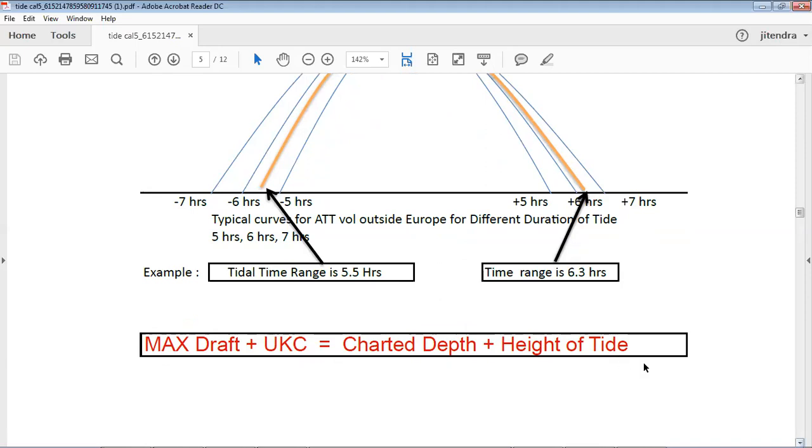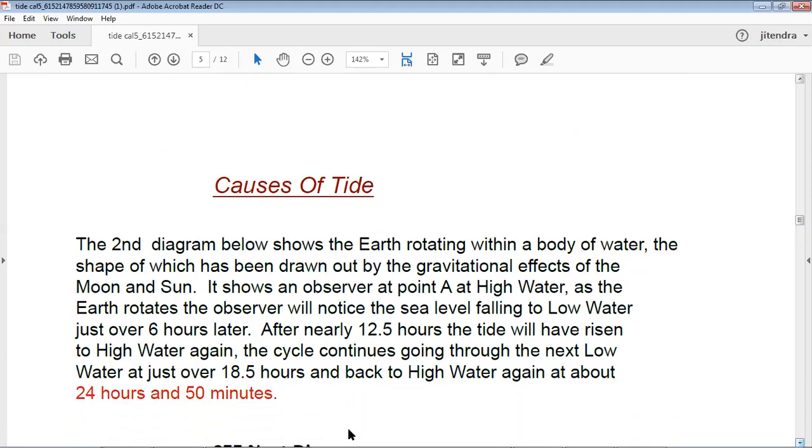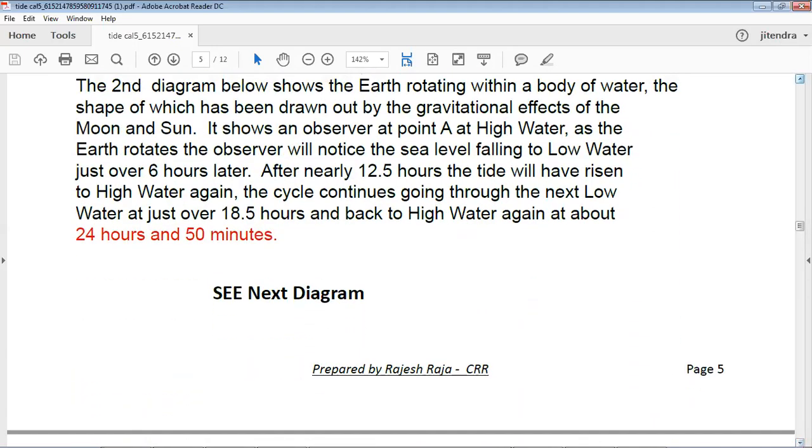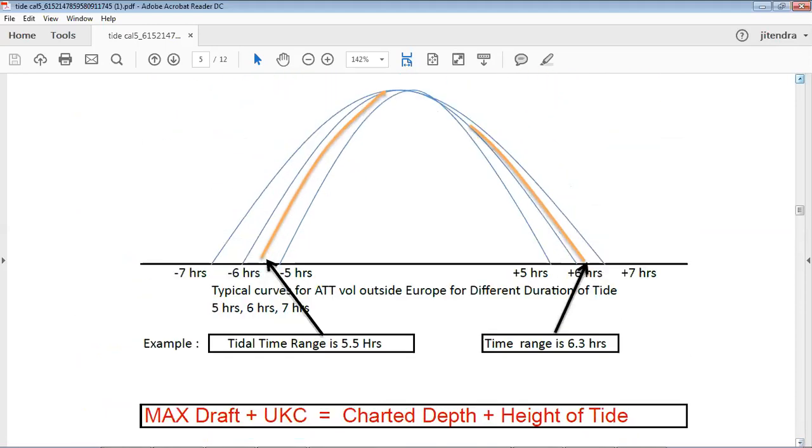This we will use when we are doing the height problems. So that's it for today. The next video will be about the height problems in the tides.